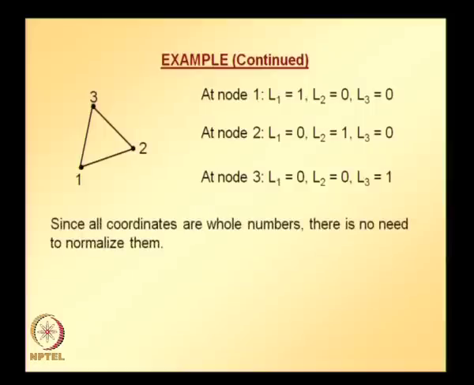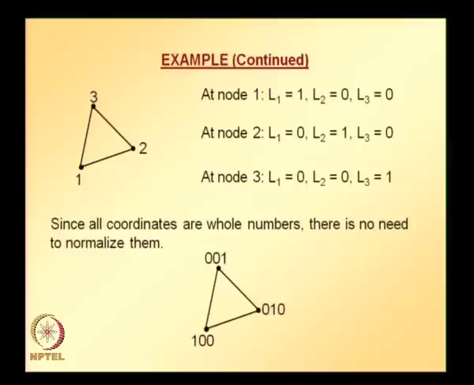And here you can see for this particular 3 node element, all the area coordinates, that is L1, L2, L3, are whole numbers. So, there is no need to normalize. We can directly write L1, L2, L3 side by side to get this 3 subscript numbering for each of the nodes of the given triangle.